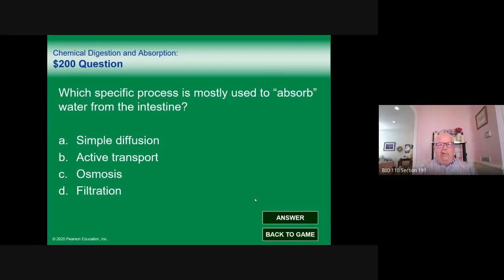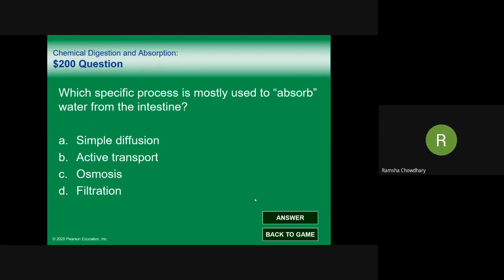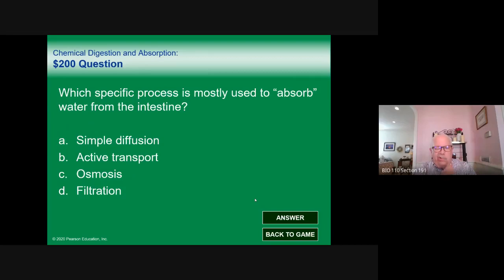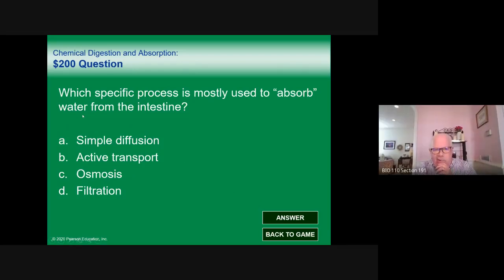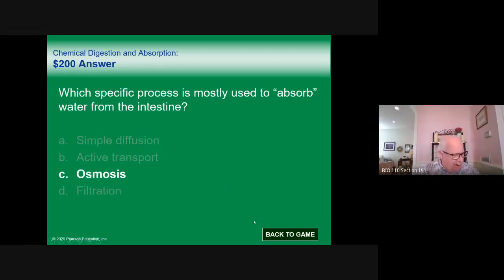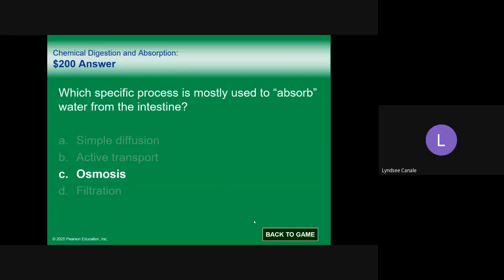Which specific process is mostly used to absorb water from the intestine? This is an AP1 question. I will not ask AP1 questions on exam number 3, but you should know this. Did you take AP1? No, I didn't. Oh, maybe you shouldn't know it then. Well, go try. Is it osmosis? Yes, because whenever you say the word water, that's the answer, osmosis. Very well done. Lindsay, hi. Hey.